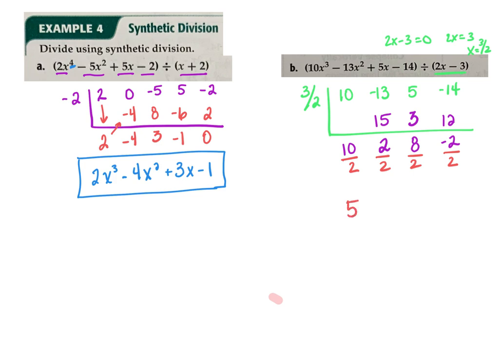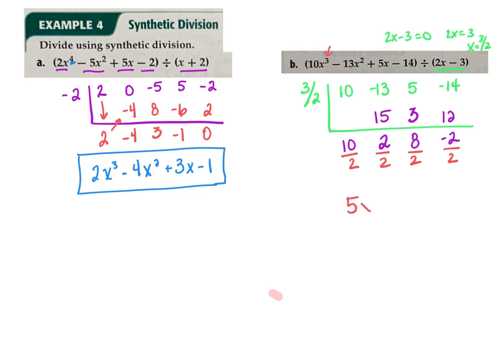So I have 5, I started with cubed, that's gonna be x squared. 2 divided by 2, that's gonna give me just 1x. 8 divided by 2, that's gonna give me just 4. This represents my remainder, okay? My remainder is going to be a negative 1 over my divisor here, which is 2x minus 3. Okay?